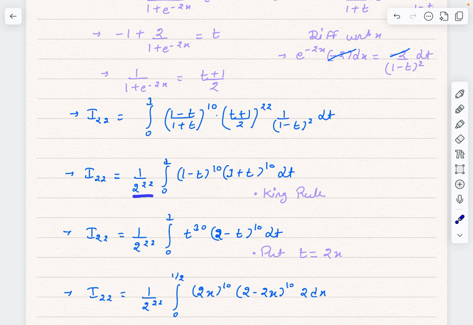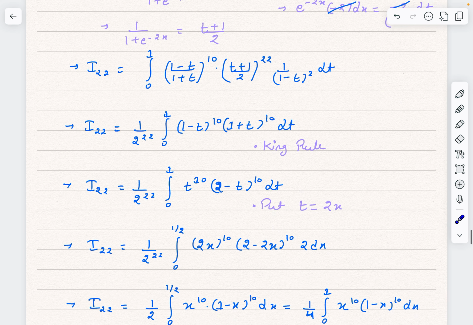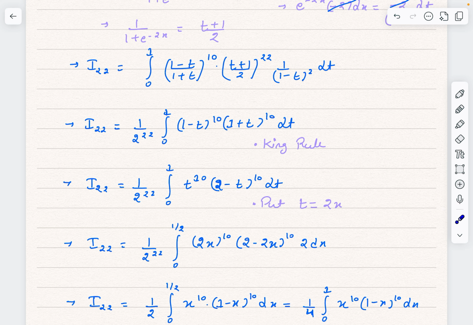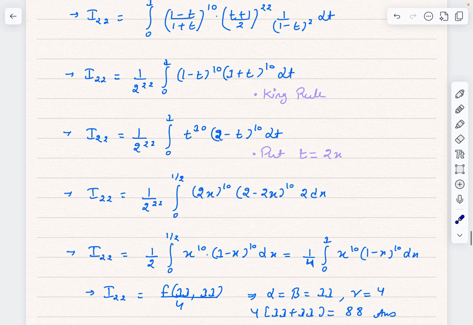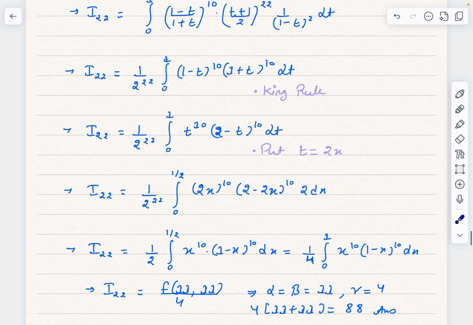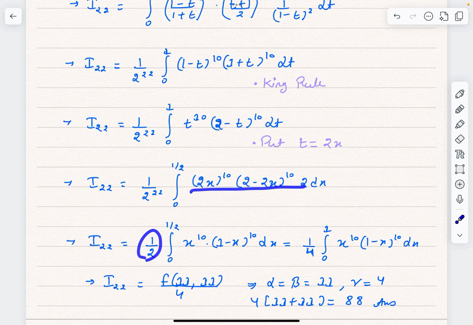You get 1/2^22 ∫ from 0 to 1 of (1 - t)^10 (1 + t)^10 dt. Now to convert it to the given form, I'll just do some rearrangement here. Use the king rule. We get t^10 (2 - t)^10 dt. Now put t as 2x. When you put t as 2x, it will become 1, this outside as it is. The limit will become 0 to half. It will become (2x)^10 (2 - 2x)^10 times 2 dx. Here 2 will be common out. You get 1/2 ∫ from 0 to 1/2 of x^10 (1 - x)^10 dx.